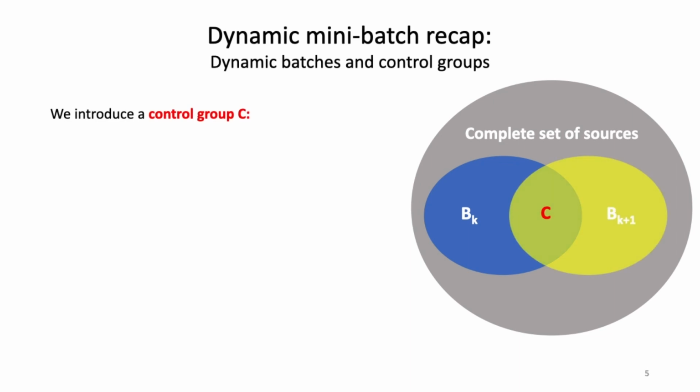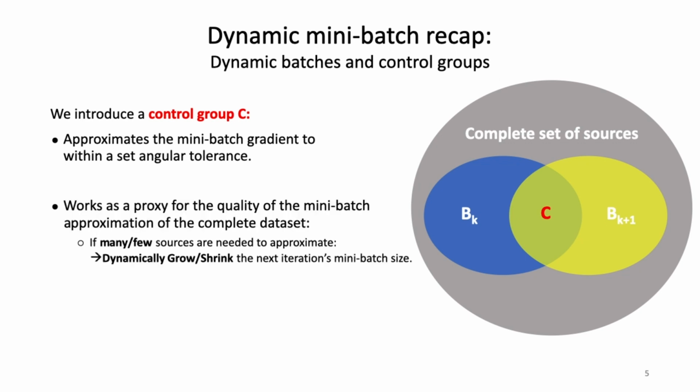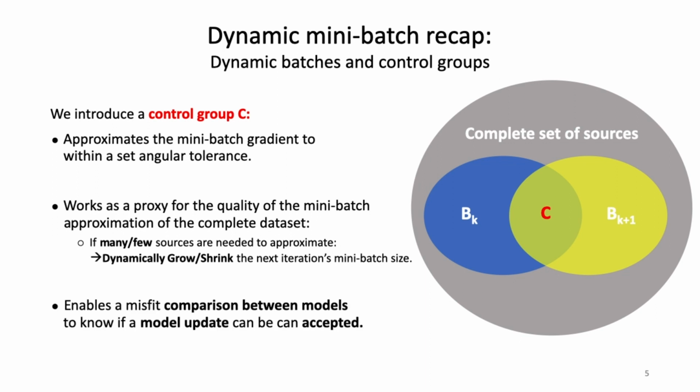To mitigate these two problems, we introduce a control group. This is a subset from the last iteration's minibatch and seeks to approximate its gradient within a set angular tolerance. How this approximation works is something I will get back to in a moment. The quality of the control group approximation then works as a proxy for the quality of the minibatch gradient's approximation of the full dataset. If many sources are needed to approximate the minibatch, it means each source contains significant information and we dynamically grow the next minibatch size, or vice versa. In addition, it enables a misfit comparison between subsequent iterations, and this informs us whether we can accept the updated model.